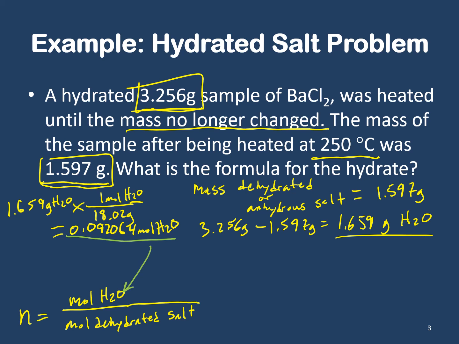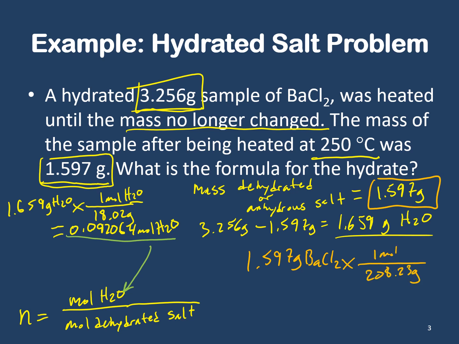I now need to determine the moles of anhydrous or dehydrated salt. Well, I know the mass of the dehydrated salt is 1.597 grams of barium chloride by itself. So I need to calculate the molar mass of barium chloride, divide by it to get the moles of barium chloride. If you calculate it, the molar mass of barium chloride is 208.23 grams per 1 mole of BaCl2. And if we divide this out, we can get our moles of barium chloride. We get 0.007669 moles of BaCl2.